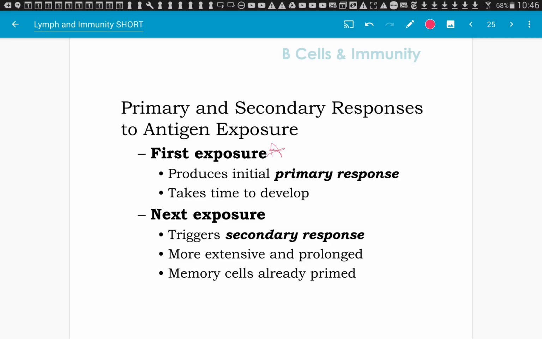But if you are exposed to it in the future, you're going to have a secondary response, which you're going to have your memory cells. These are a type of cell that makes your antibodies. They're going to recognize that antigen, and they're going to pump out a bunch of those antibodies for it to fight that infection without you, ideally, getting sick at all.